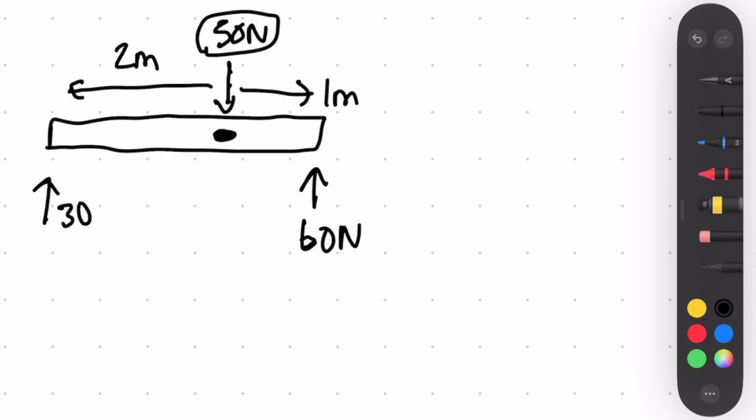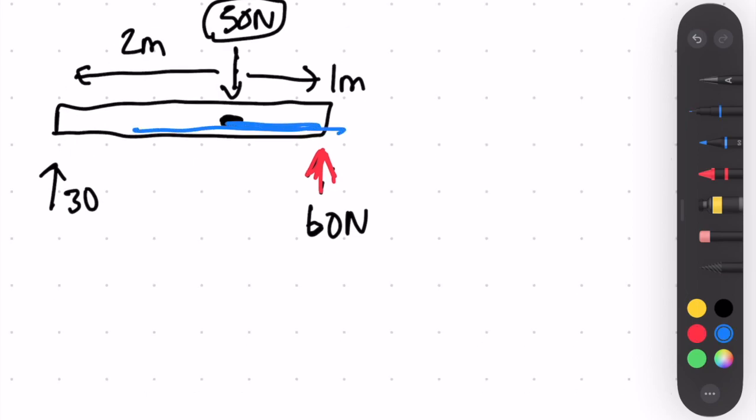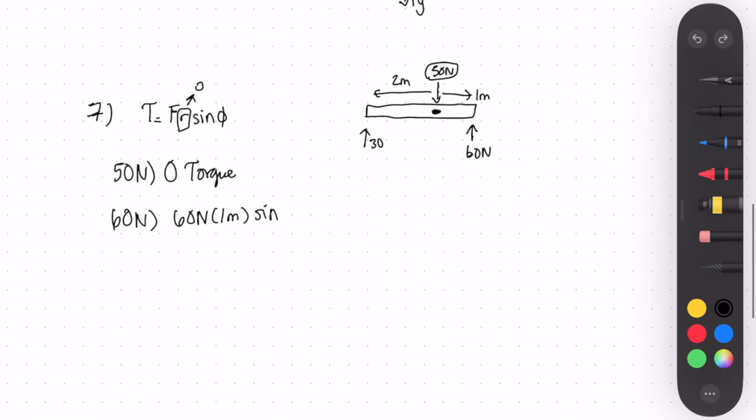you have this force here. Let me do another color real quick. You have this force, and you have the radial line, and then you have the angle that's sandwiched in between. So it's a 90-degree angle right there. And sine of 90?